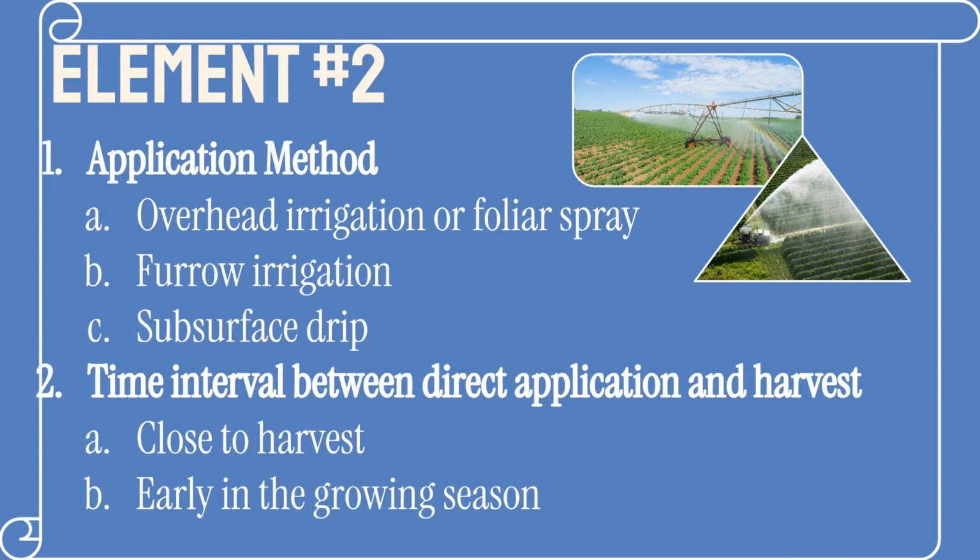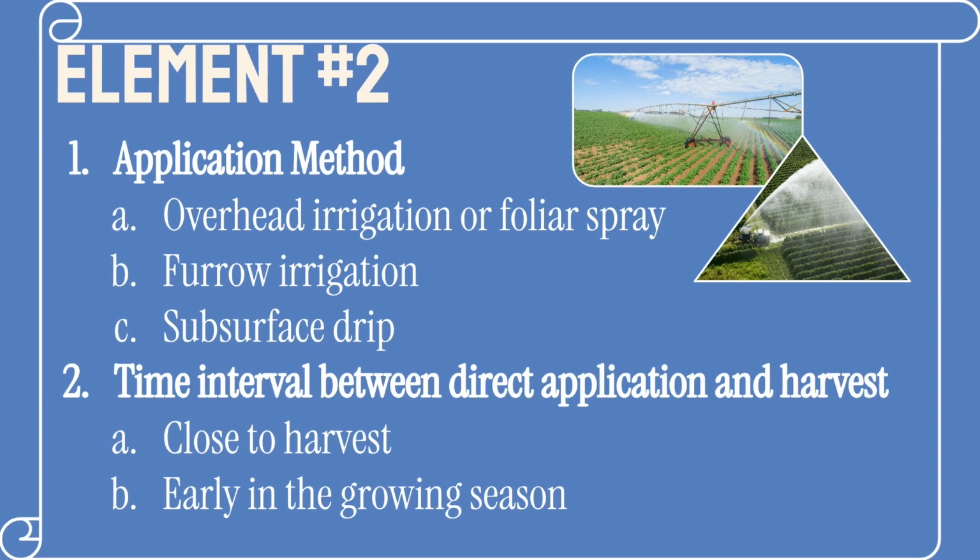The second element requires you to assess application methods and timing of the application. It is important to understand what is considered a lower risk compared to a higher risk. For example, surface water is open to the environment, increasing the likelihood of contamination. If you are directly applying your water up until harvest, that can increase the impact.